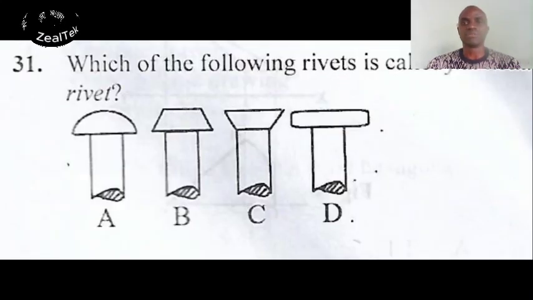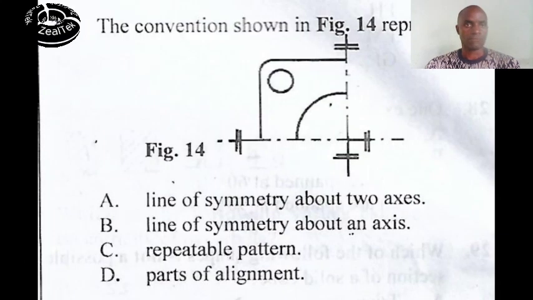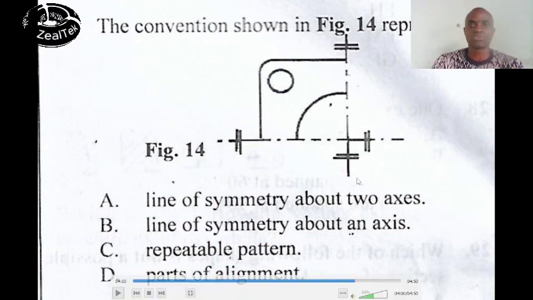Which of the following rivets is called a flat-headed rivet? The correct answer is D, flat-headed. Question number 32. The convention shown in figure 14 represents what? The answer is line of symmetry about two axes. Correct. Two axes. This is one axis and the other one.